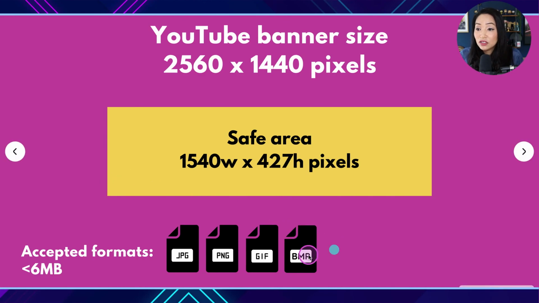The other thing you need to keep in mind is the different file formats of the channel banner. You can do it as a JPEG, PNG, GIF, like a flat, not an animated GIF, but a flat GIF, or a BMP. And it also needs to be under 6 megabytes, otherwise YouTube won't let you upload it.